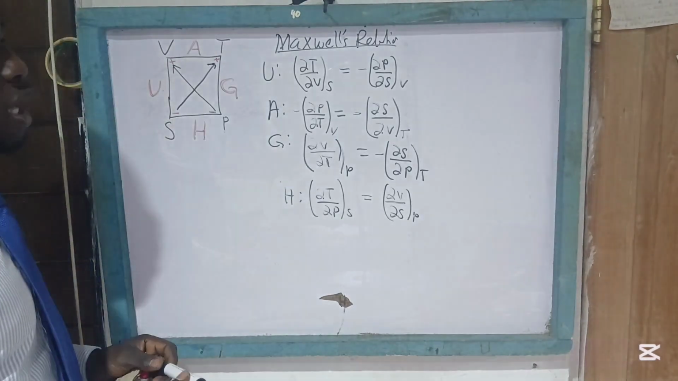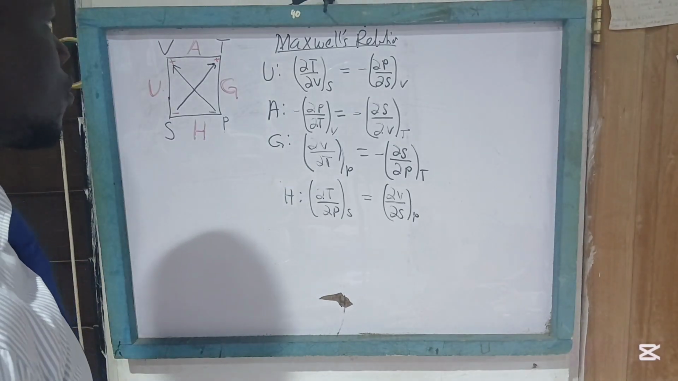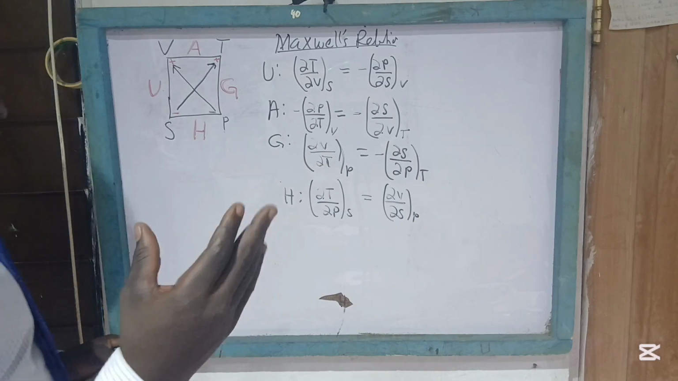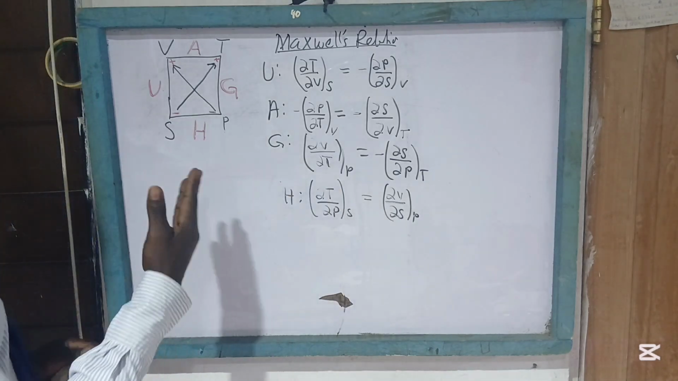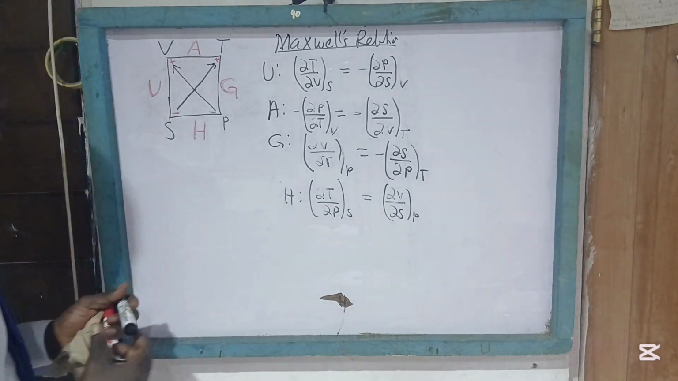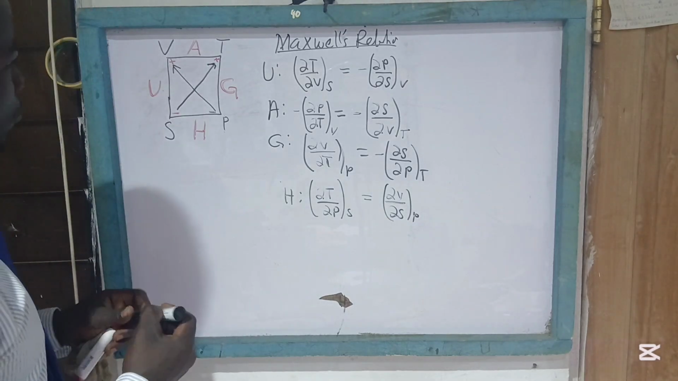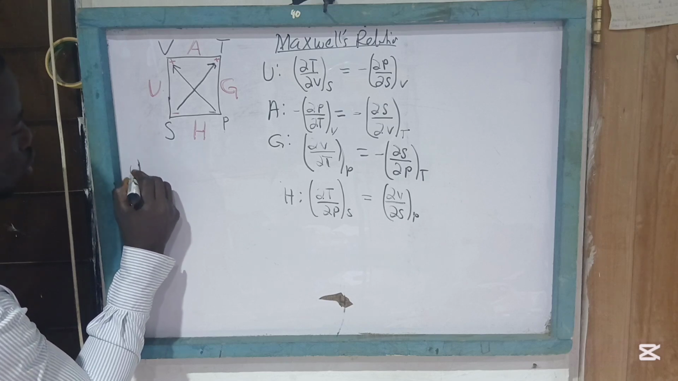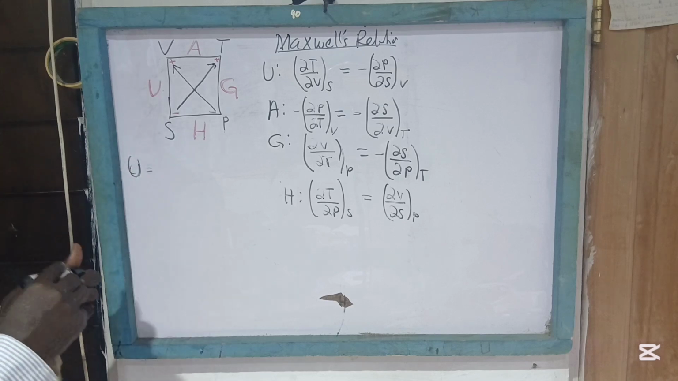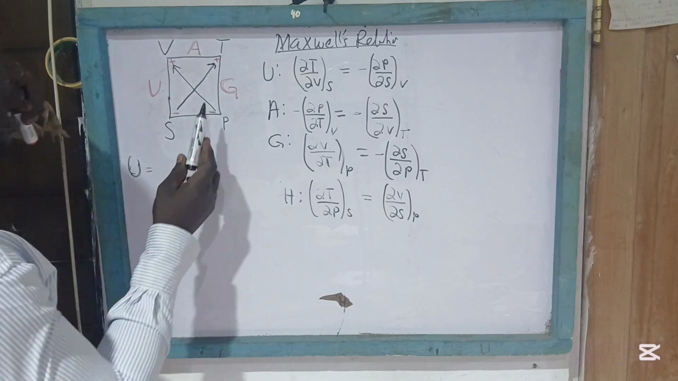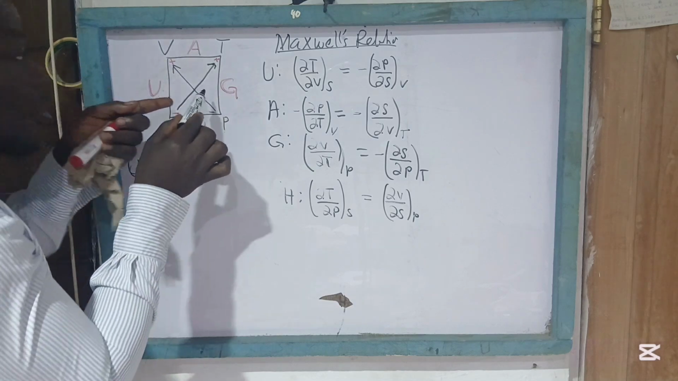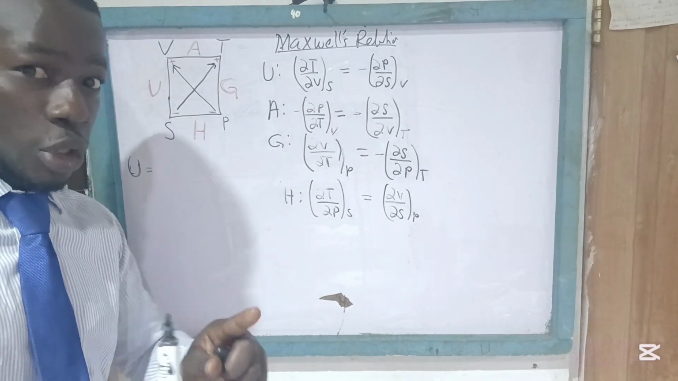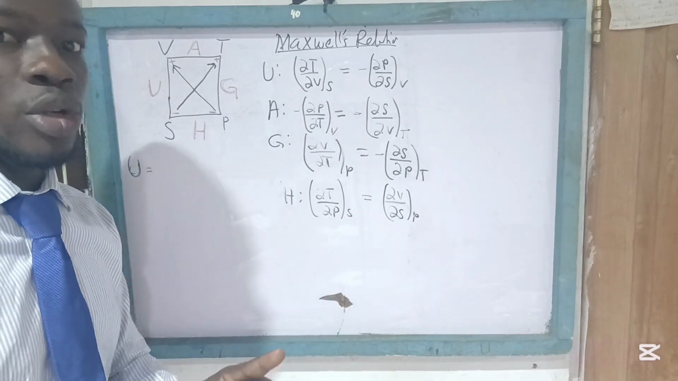So now let's look at the other functions too, for u, g, a, and h. Let me write it here. U equal. So now we are done going outside the box. Now we are coming inside the box. We are going to take the inside of the box into consideration.